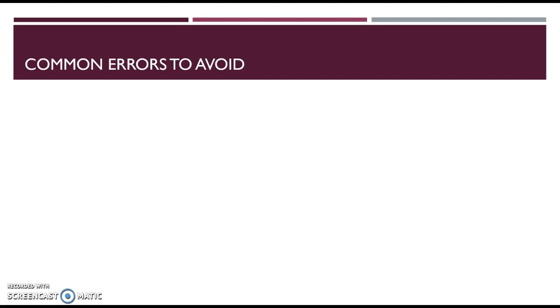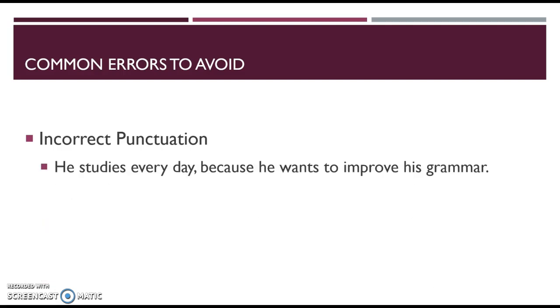And finally, some common errors to avoid. These are some fairly common mistakes that a lot of writers make in their writing when they're writing complex sentences. The main one is incorrect punctuation. For example, he studies every day because he wants to improve his grammar. There should be no comma here. We have an independent clause followed by the dependent clause, and when the dependent clause is at the end of the sentence, we don't use a comma.